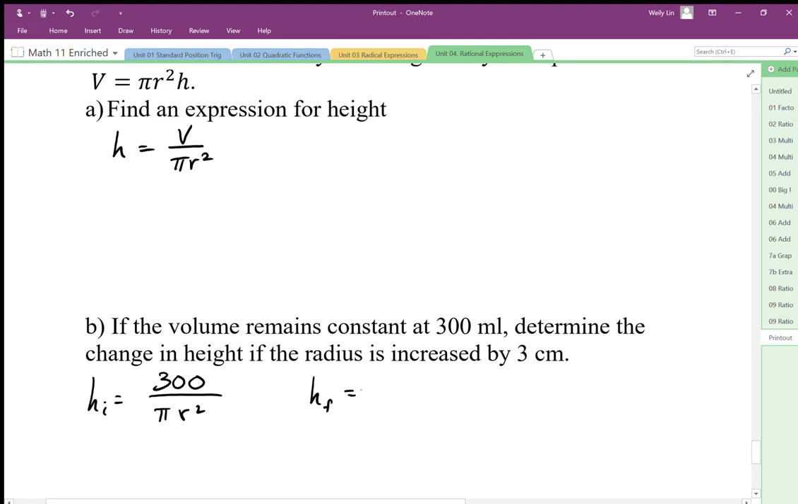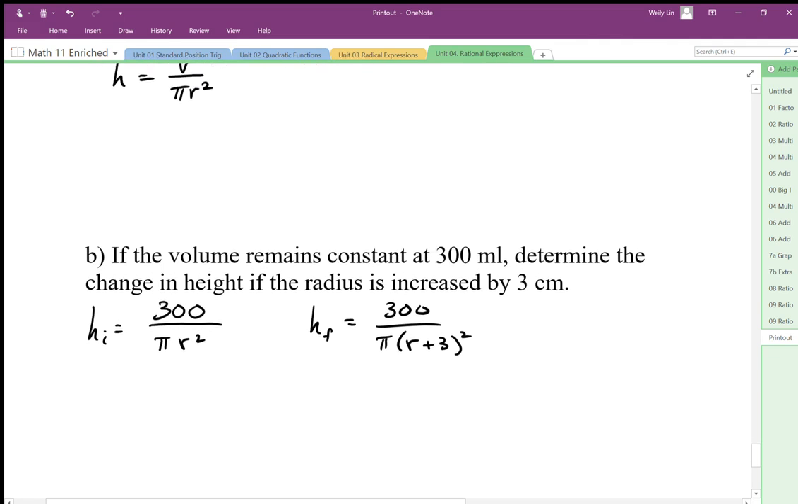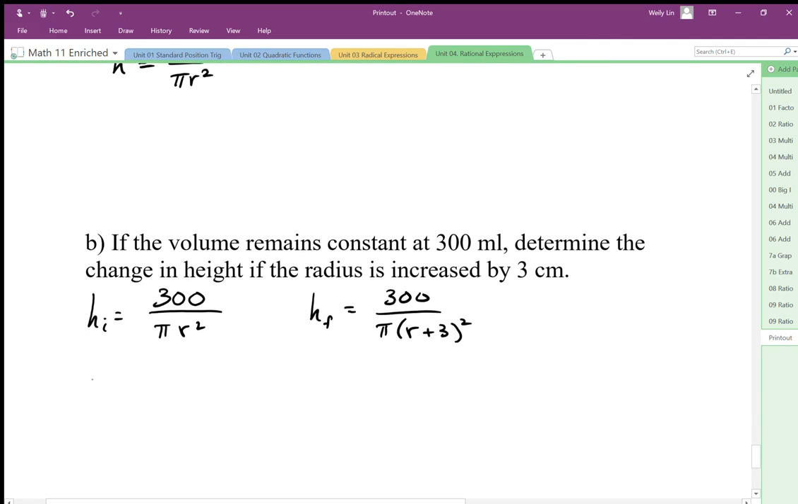The height final is going to be the same thing, except we're now going to change r into r plus 3 squared. Okay, so this is going to get bigger, so that means that the height will decrease as we increase the radius. Okay, we make the circle bigger. So the change in height then is going to be the final height minus the initial height.